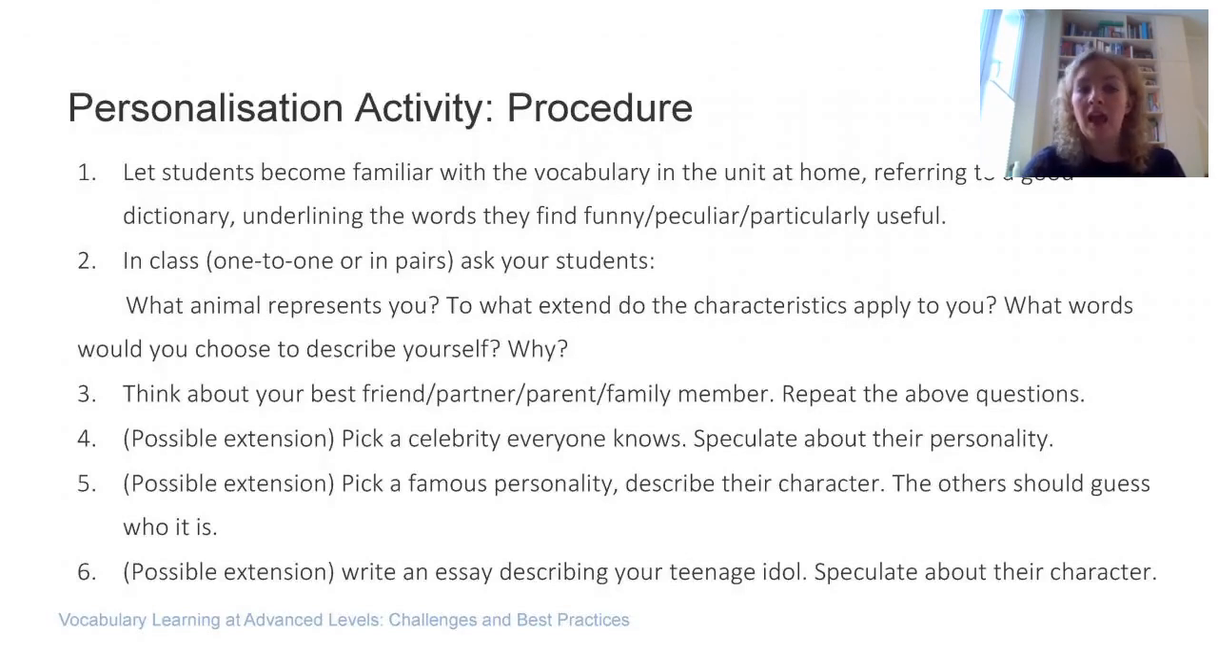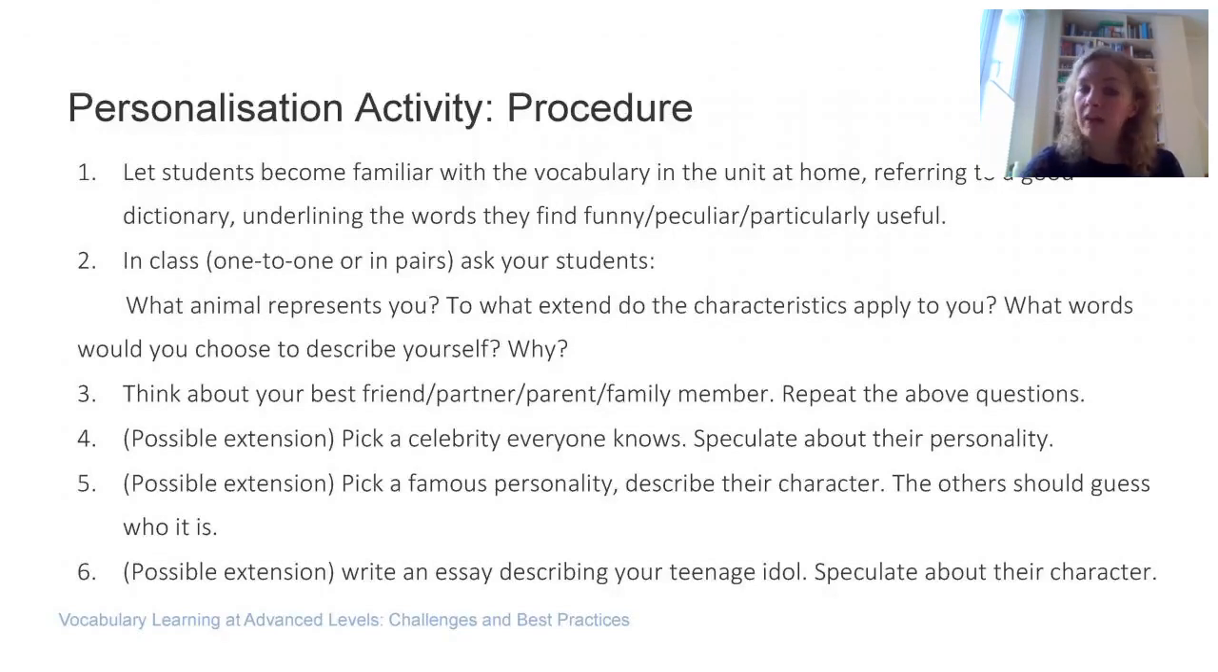Then, the next stage: think about your best friend, partner, parent, family member, and so on, and you repeat the procedure above. There are possible extensions after that. Pick a celebrity everyone knows and speculate about their personality. You can also bring some pictures of celebrities into the classroom if you want, or you can Google them if you do an online lesson.